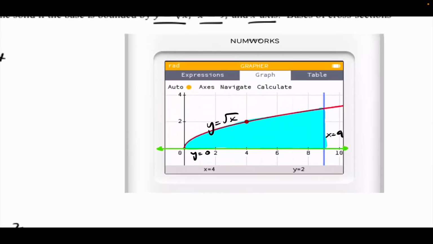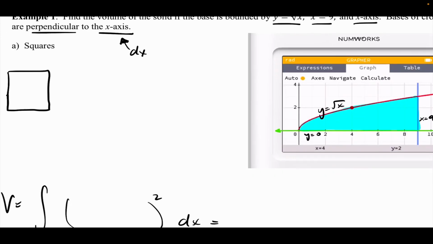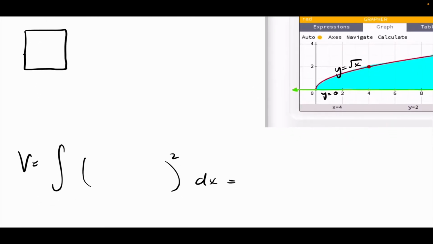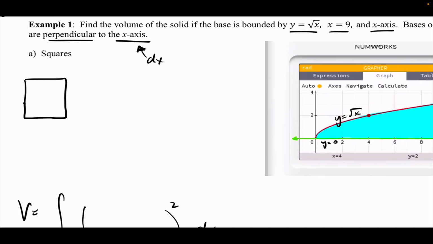So what we have to do is find the area of one of those squares. Once we find the area for one of those squares, it's going to go into our formula right here. Okay, we already know it's dx because it said perpendicular to the x. So that part we know. So we have to find the area of a square. So tell me, what is the area of a square? Any square. Length times width, right? And what's special about the length and the width for a square? They're exactly the same, right? Okay, so if I find one side, I can just square it, or multiply by itself.